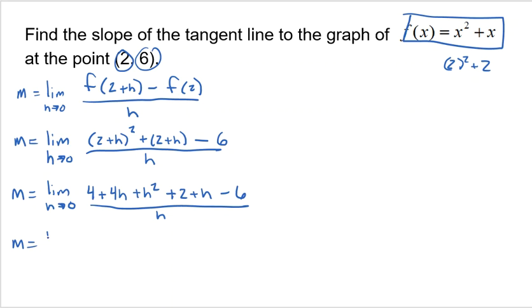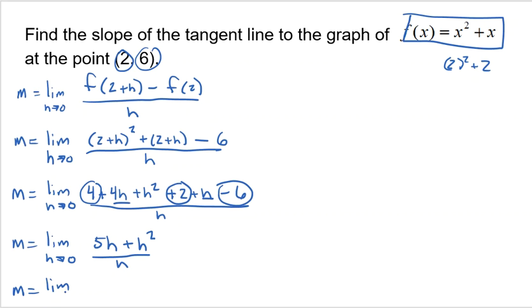And now I'm going to go ahead and clean up that numerator a little bit more using my algebra skills. So let's see here. First off, 4 plus 2 is 6. 6 minus the 6 is going to be 0. A 4h and a 1h is a 5h. So I get 5h plus h squared, all divided by h. And I'm thinking, how could I get that h to cancel? Ooh, factoring. If I factor out an h on top, I'm left with 5 plus h, all divided by h. Those h's cancel. Now I'm ready to go.